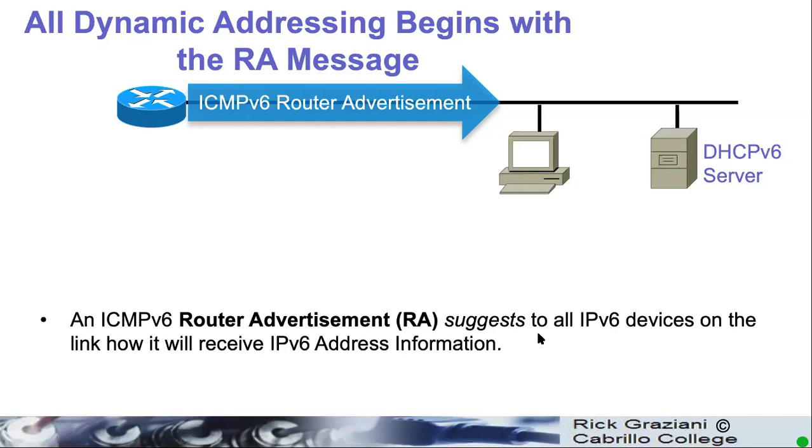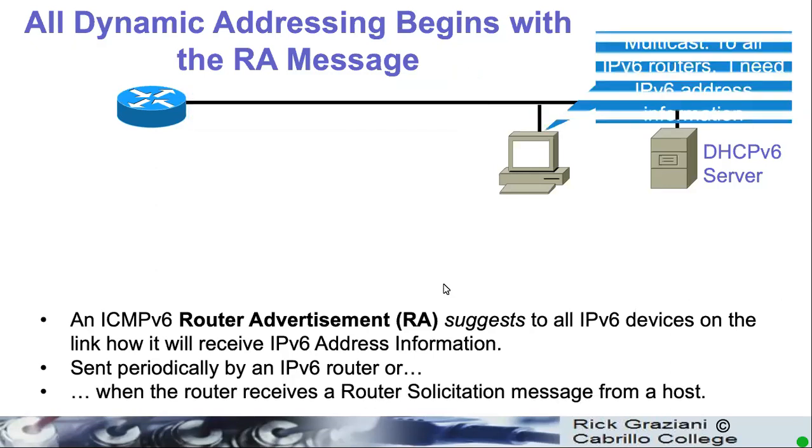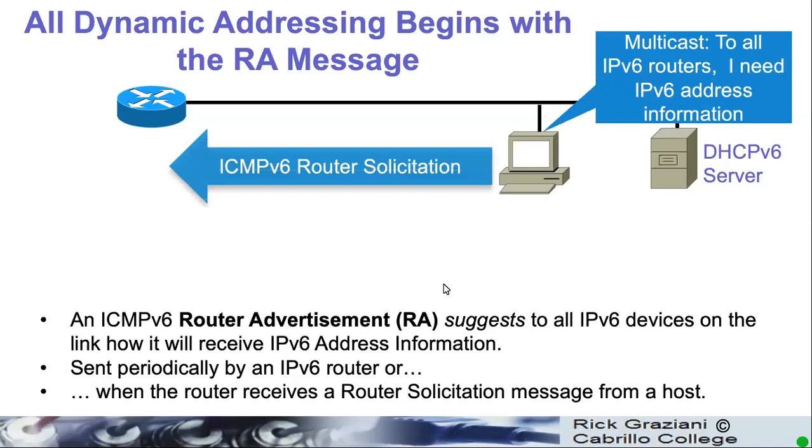It all begins with a router advertisement, an ICMPv6 router advertisement message in IPv6. This is going to suggest to end devices how to receive their information automatically. It's sent periodically by an IPv6 router, every 200 seconds in Cisco IOS, or when a device sends a router solicitation message saying, hey, any IPv6 routers out there, send me a router advertisement message.